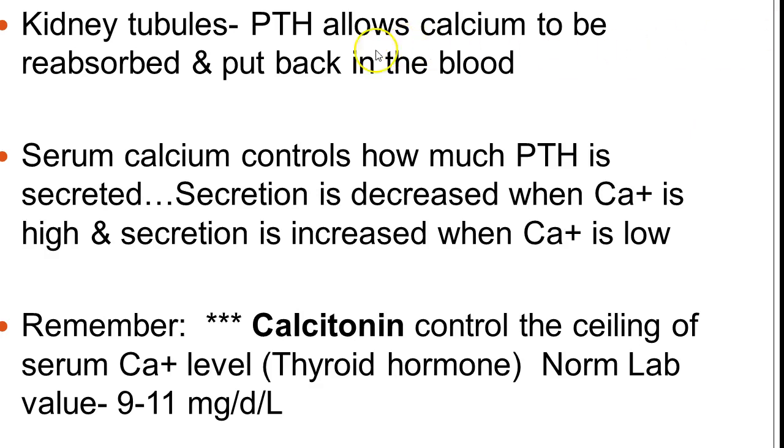So the kidney tubules, along with when PTH is secreted, allow calcium to be reabsorbed and put back into the blood. And remember, serum calcium controls how much PTH is secreted. Secretion is decreased when calcium levels are high, and increased when calcium levels are low. So PTH is responsible for increasing calcium levels, where calcitonin, the hormone from the thyroid, is responsible for bringing down calcium levels, okay?